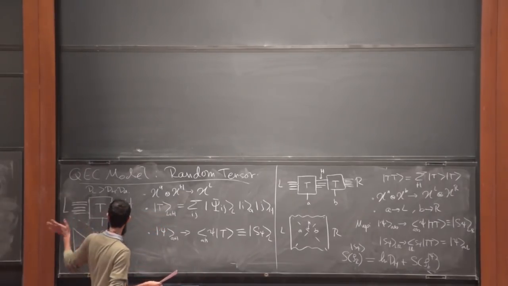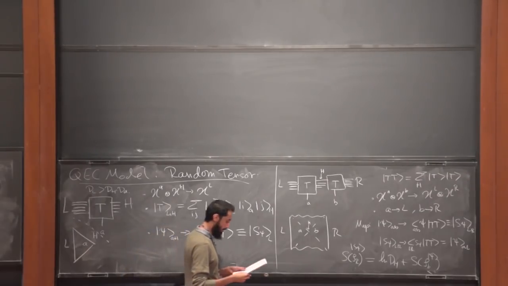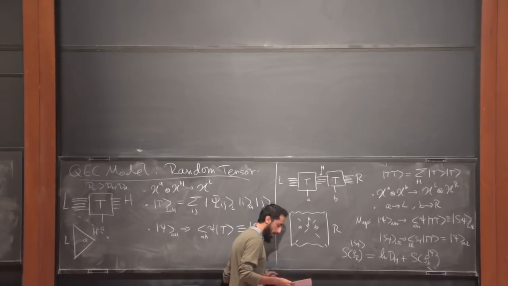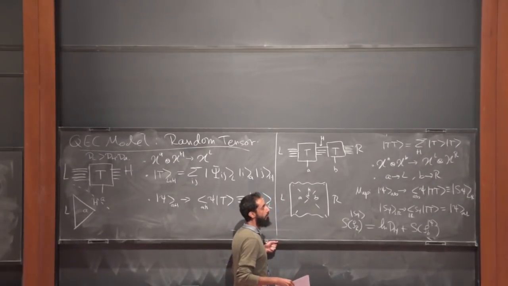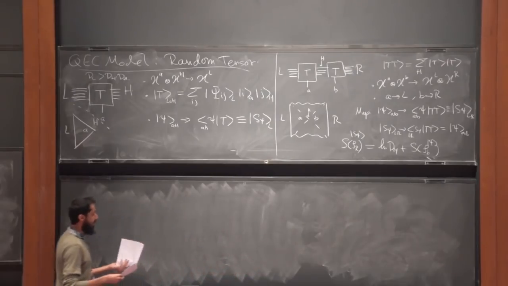So this is a good toy model for this setup, and you should think of this code subspace as sort of describing the eternal black hole geometry with a few low energy excitations outside the black hole. Okay, so that's the setup.